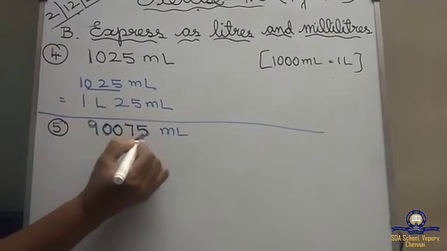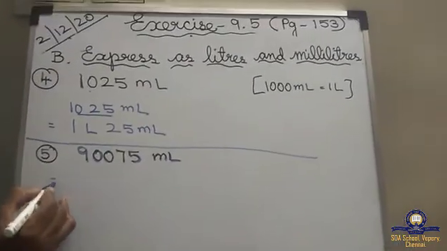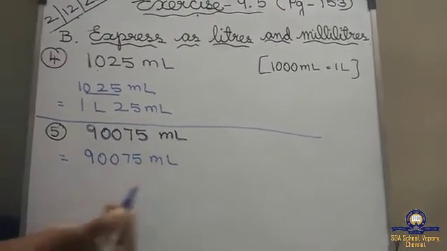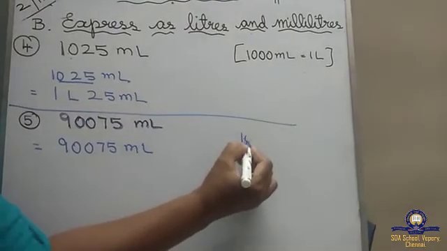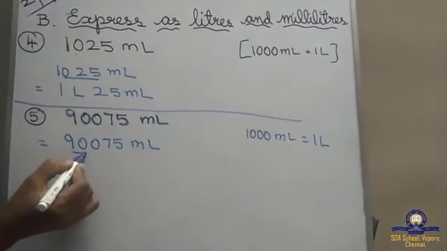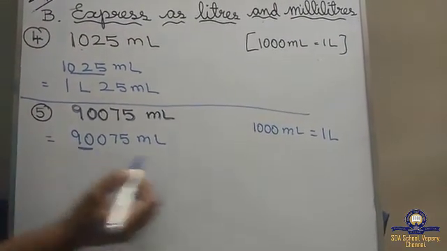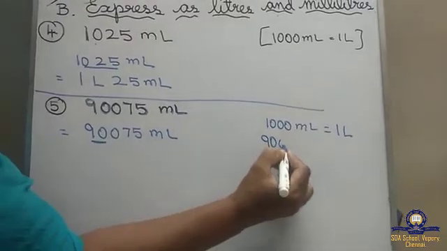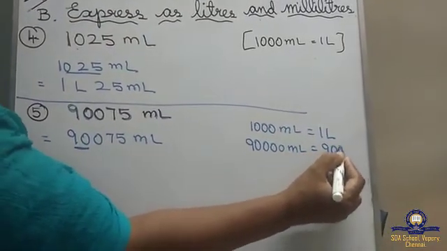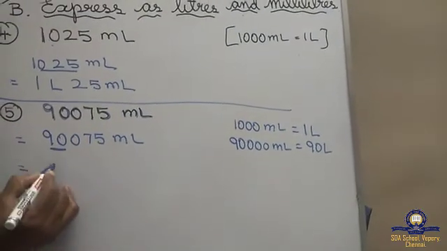90,075 milliliter. So here also the two, what we have to write, see, 90,075 milliliter. So 1000 ml is equal to what, children? 1000 ml is equal to 1 liter. So here what? 90,000. While reading itself you can find out. 90,000 milliliter is equal to what will come, children? 90 liter will come. So what answer will come?